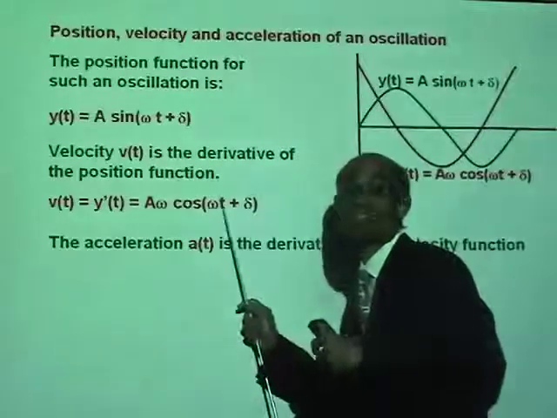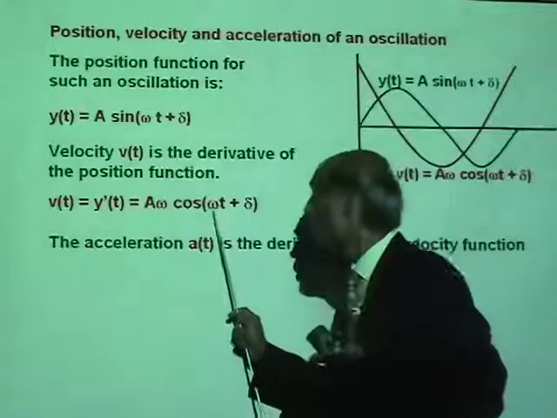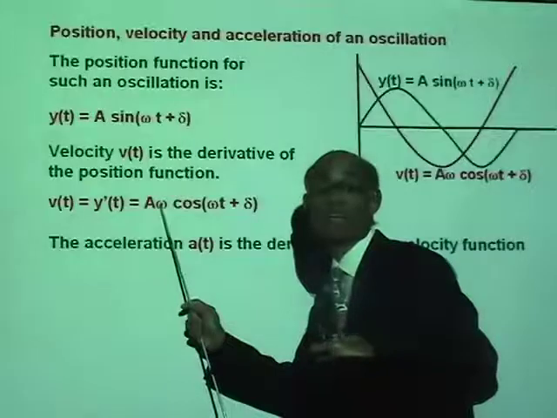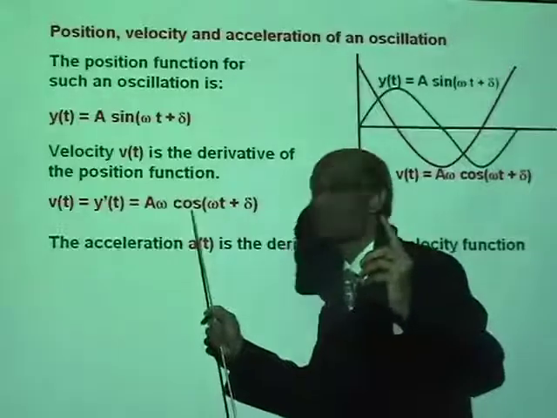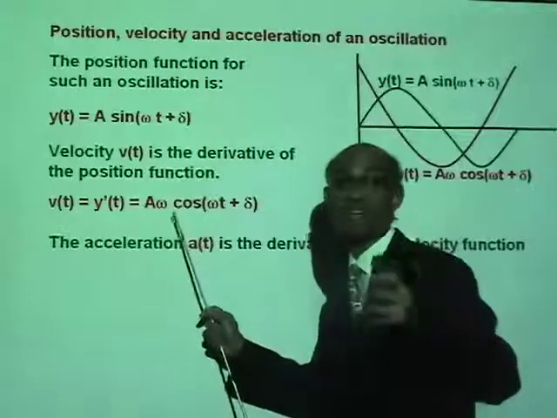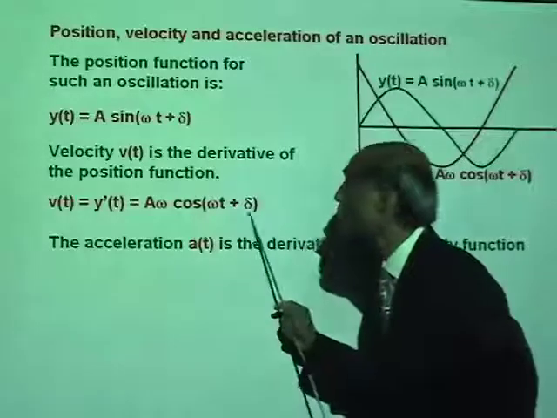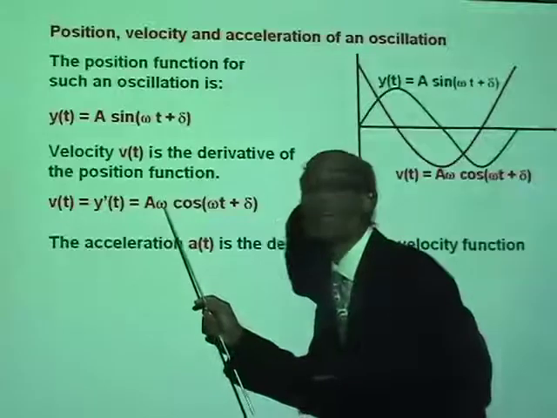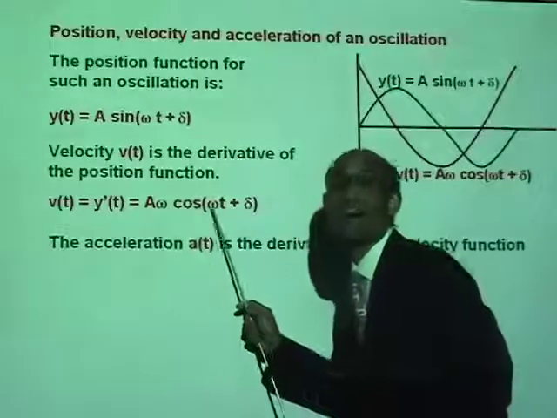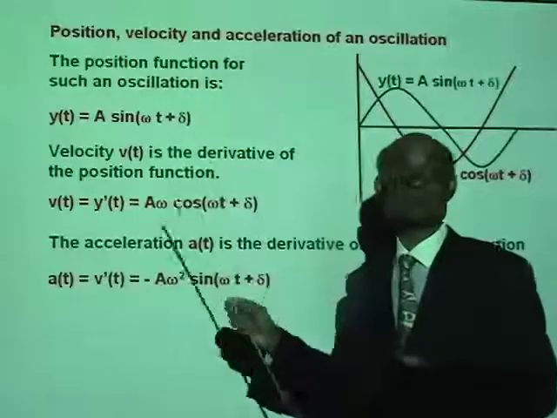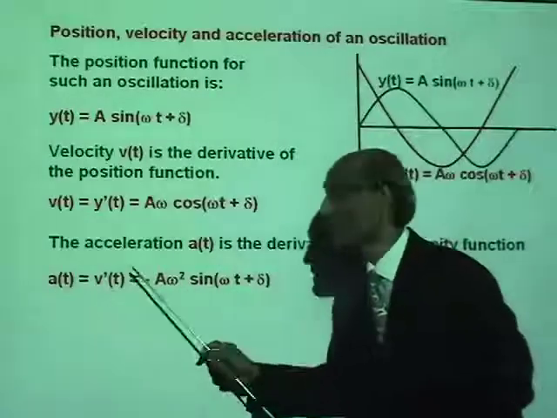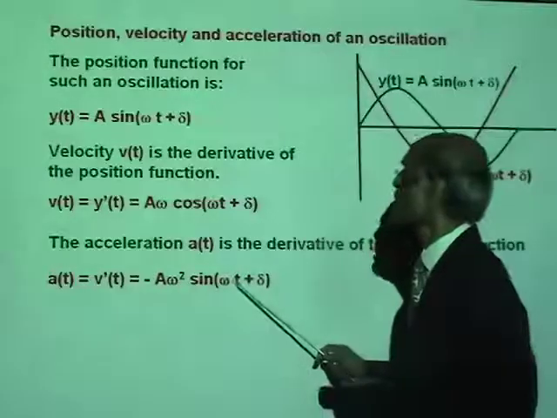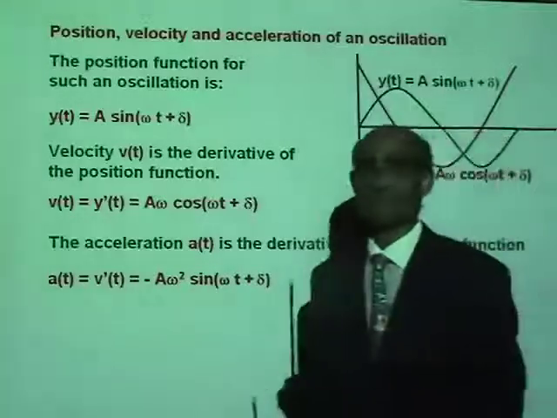Derivative of this quantity is omega. So one more omega will get multiplied here. It will become negative because the derivative of cosine is negative sine. So what is the derivative of this quantity? It will be negative a omega squared sine omega t plus delta. So acceleration is negative a omega squared sine omega t plus delta.